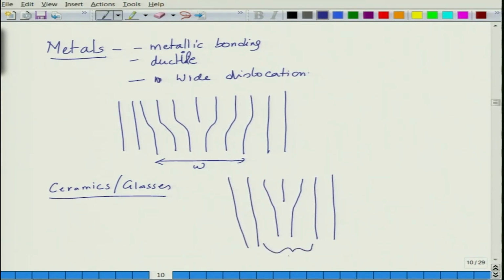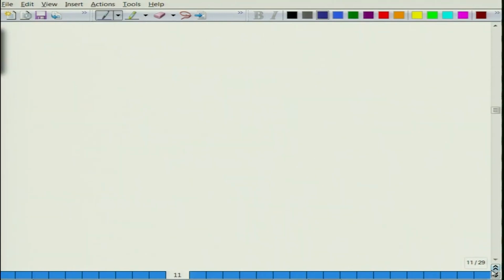So, this is W in case of ceramics. So, we can say W for ceramics in general is larger than W for metals, and we will see the equation. Okay. And another thing is the Burgess vector. We will come to the Burgess vector in a little while.